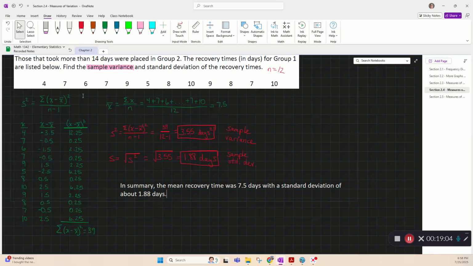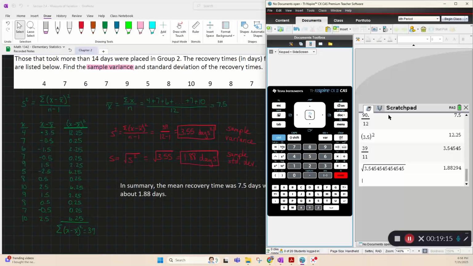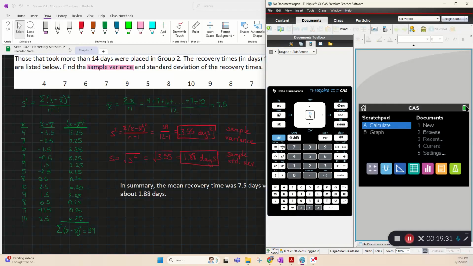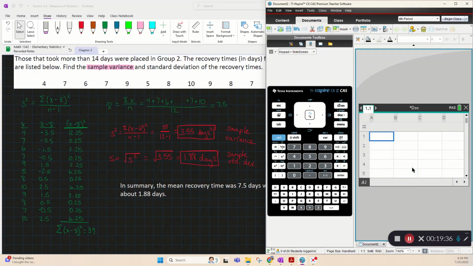Now, I do want to show y'all how to do this on the calculator. So, let me get to the calculator. I'm using a TI Inspire in this video. I'm sure if you look online, you can find steps for the TI-84, the TI-30 or 36. I'm just going to demonstrate this using the TI Inspire. So this isn't the only way to do it. This is just how I like to do it.